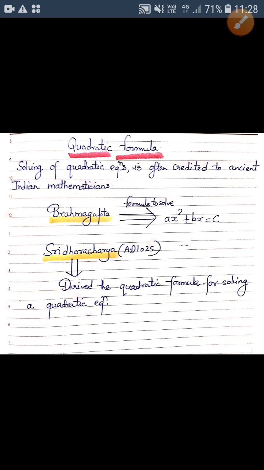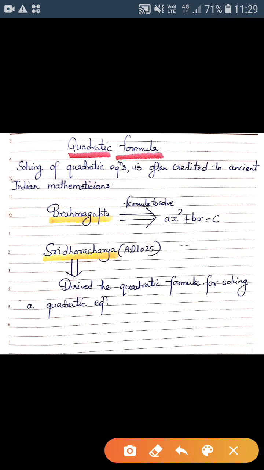Going back to history, the solving of quadratic equations is often credited to ancient Indian mathematicians. We should be very proud. The first mathematician was Brahmagupta. He gave an explicit formula to solve quadratic equations of the type ax square plus bx equals c. Later, another Indian mathematician, Sridharacharya, derived the quadratic formula. So we will be studying its geometrical interpretation and its use.